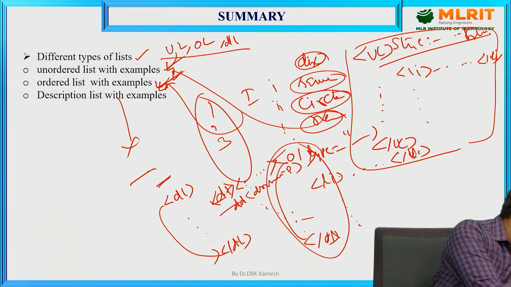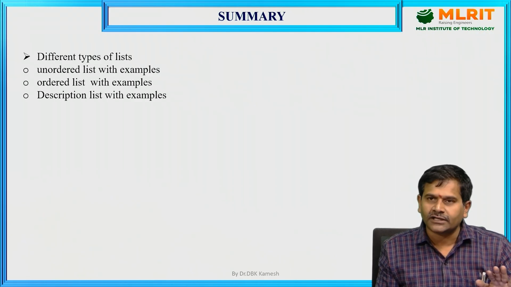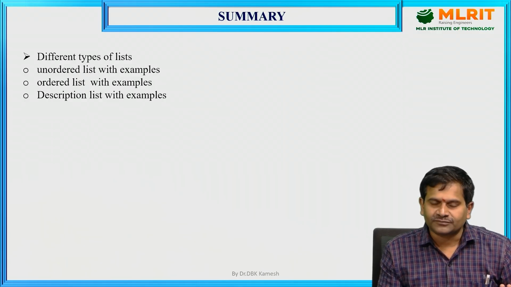So far we have learned all the varieties of types: unordered, ordered and description tags. This is it for today's topic. Thank you everyone.